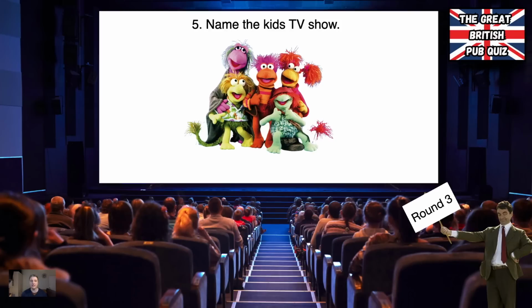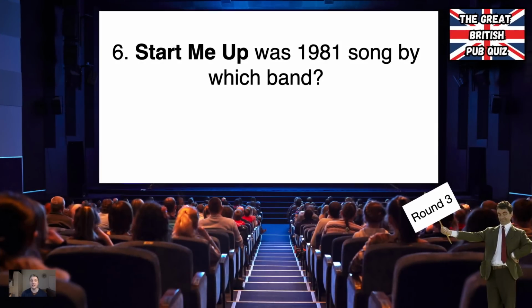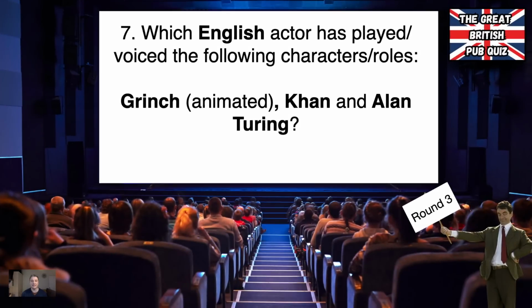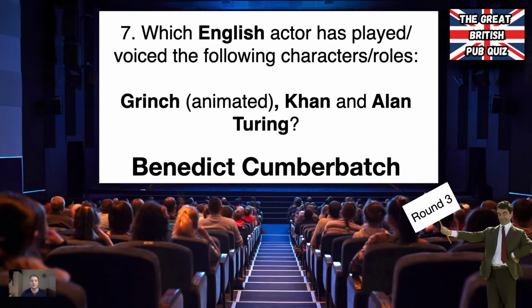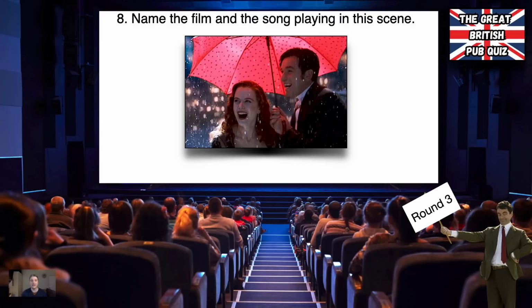Number 5, the kids' TV show is Fraggle Rock. Number 6, Start Me Up was a song by the Rolling Stones. Number 7, the actor who played or voiced the following characters is Benedict Cumberbatch. And number 8, so the song and the film, half a point for each. So the film is Moulin Rouge and the song is Your Song.